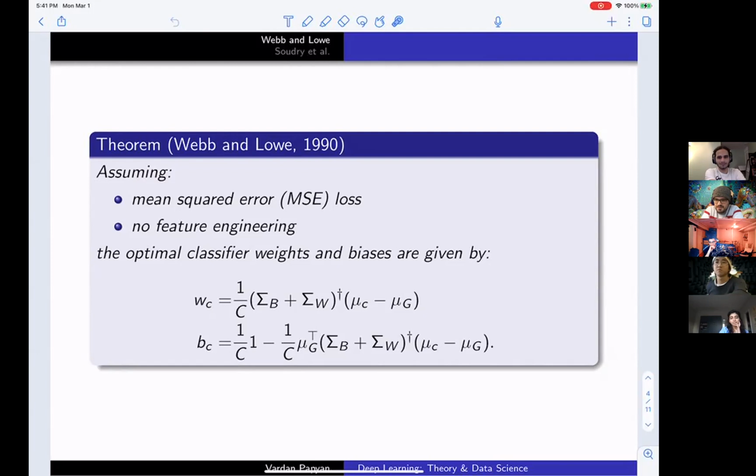The optimal classifiers were predicted to be the same in both cases. No. So you say the optimal classifiers were predicted to be the same in both cases, but in the case of neural collapse, we didn't. Not quite.